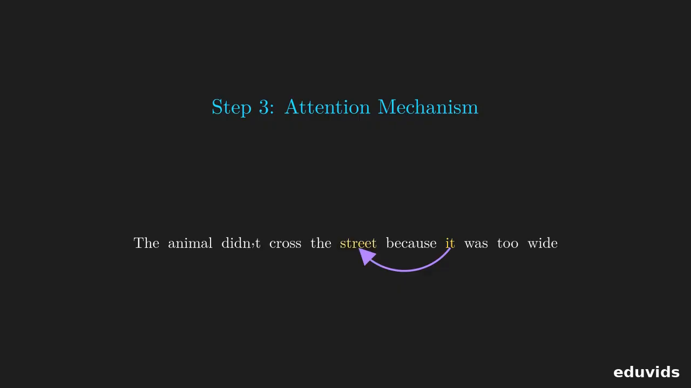A key innovation in LLMs is the attention mechanism. Attention helps the model decide which parts of the input text are most important when processing a particular word. It allows the model to weigh the relevance of different tokens in a sequence to each other. For example, in the sentence "the animal didn't cross the street because it was too wide," attention helps the model know it refers to street.